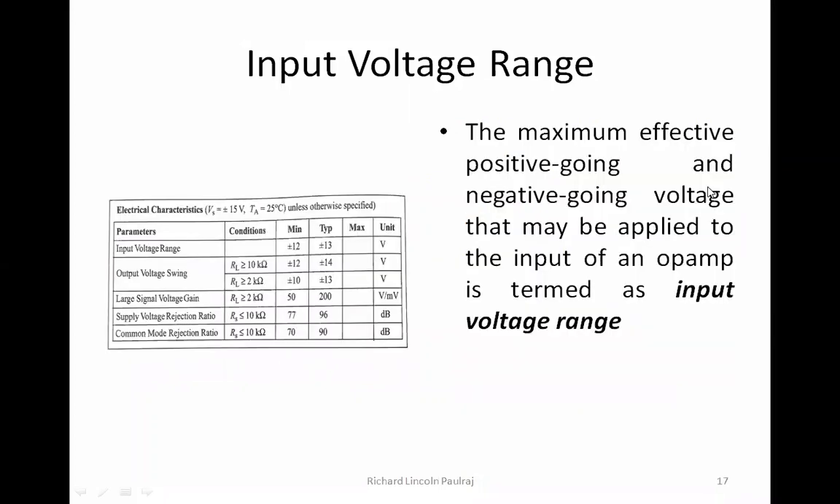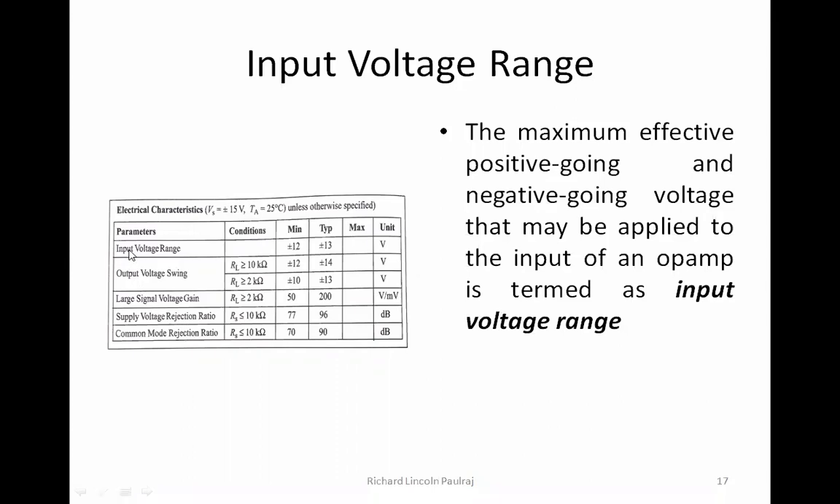So the next thing that we'll be looking into is the input voltage range. I think many of you would have seen these characteristics, right? The maximum positive voltage that it can take, the maximum negative voltage that it can take, right? So all these are called ranges.